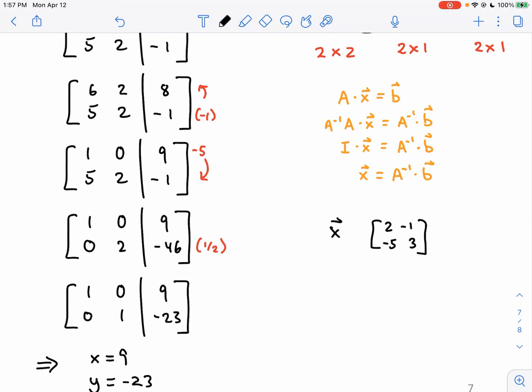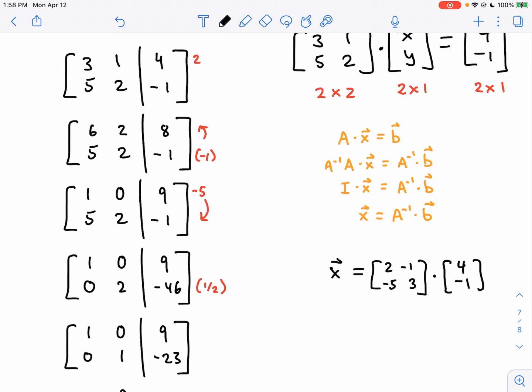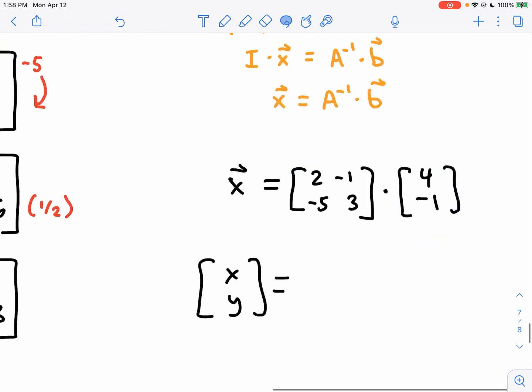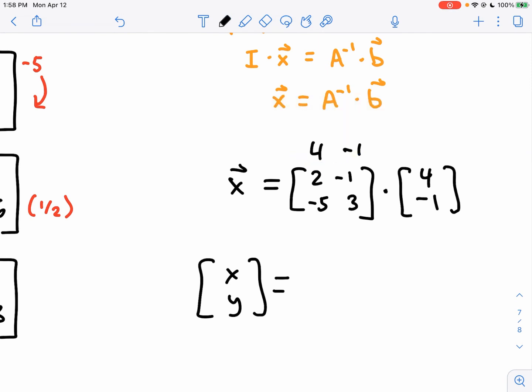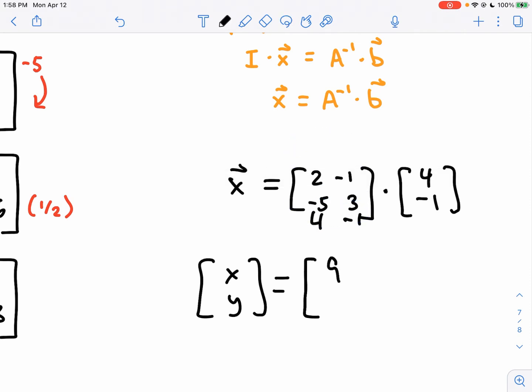So we get that x, the vector x, is equal to the inverse matrix times the vector b. And the vector b was this 4, negative 1. And of course, the vector x stands for xy. And now we just have to do this matrix multiplication to get our answer. So I can take this 4, negative 1, right, bring it up here, and then drop these entries down, multiply corresponding entries and add. So we get 4 times 2 is 8, plus 1, so we get 9. And then we take the 4, negative 1, drop it down here. We get negative 20 minus 3, we get negative 23.